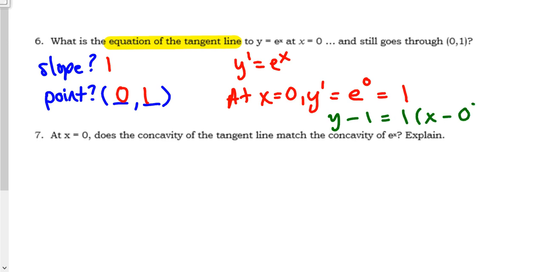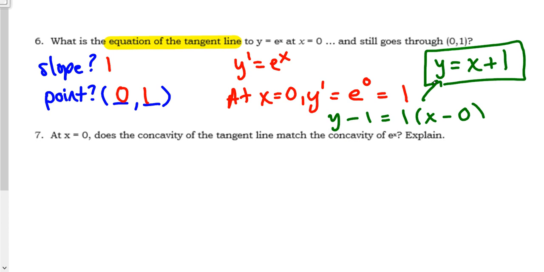using point slope form of a line, or I can tidy it up a little because that looks kind of awkward. There we go. Okay, so that is my line.